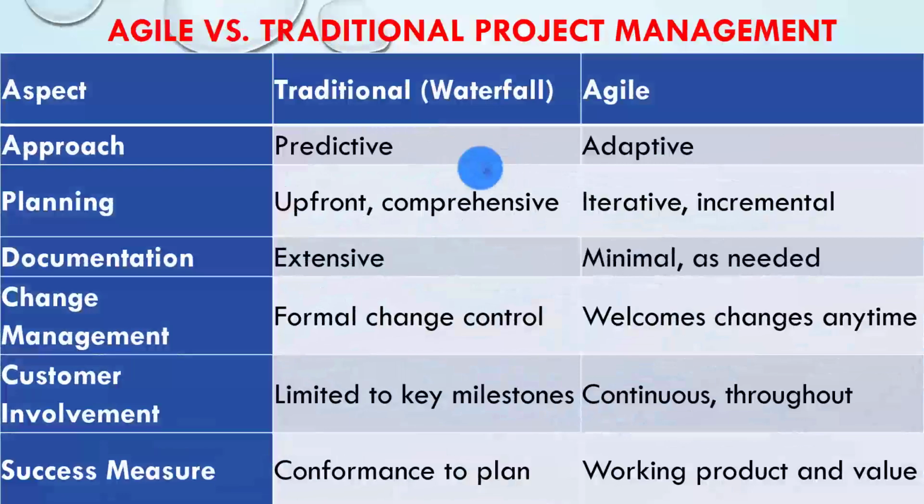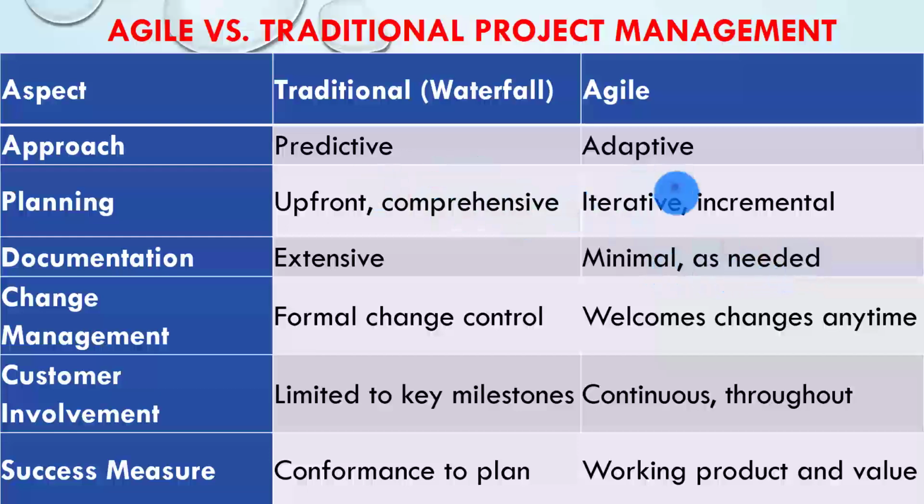This is a summary in a table format, between traditional and Agile. The approach is predictive with a lot of planning for traditional, and very little planning when it comes to Agile, more adaptive. Planning is done upfront, comprehensive. Here it's iterative and incremental. Documentation is extensive in traditional. In Agile, it is minimal, as needed.